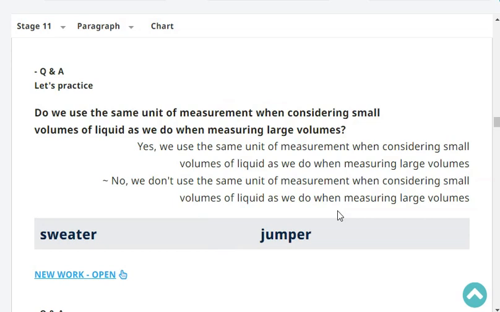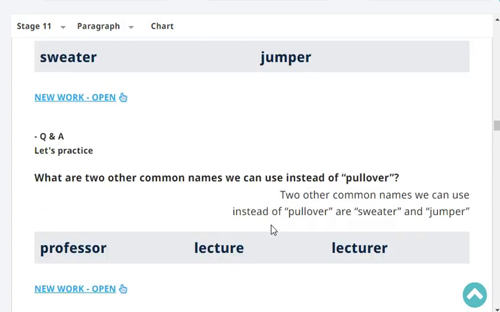Very good. Do we use the same unit of measurement when considering small volumes of liquid as we do when measuring large volumes? Yes or no? No, we don't use the same unit of measurement when considering small volumes of liquid as we do when measuring large volumes.